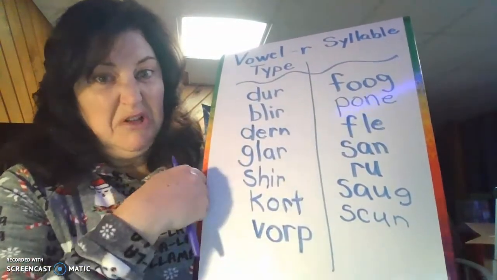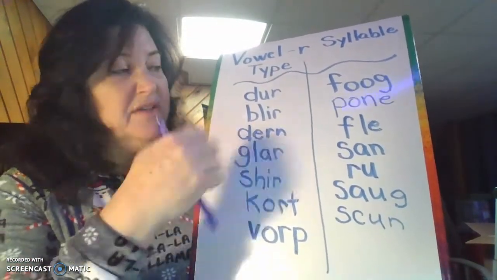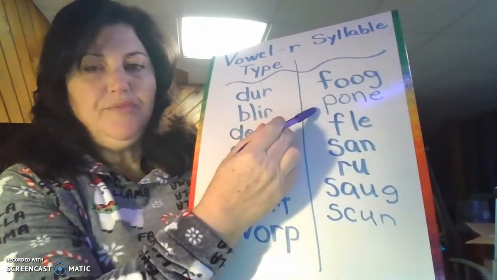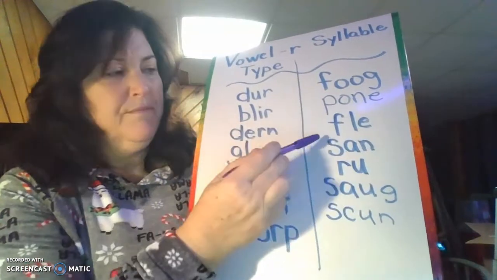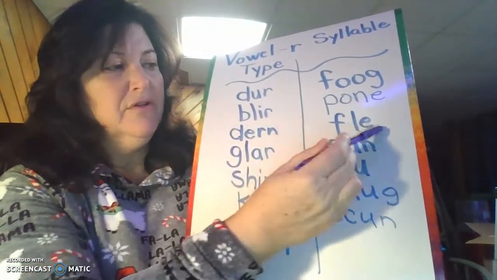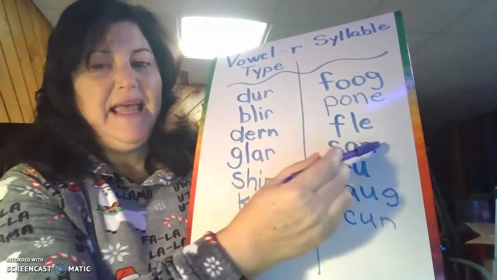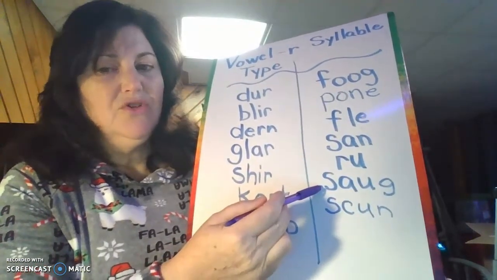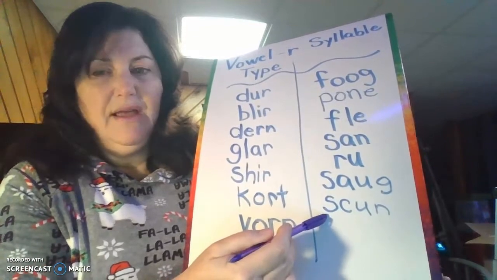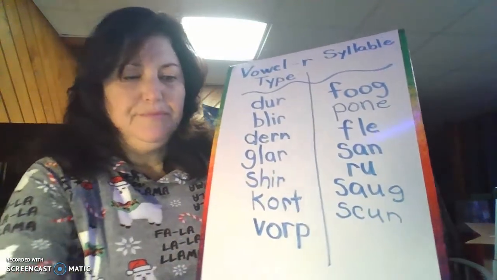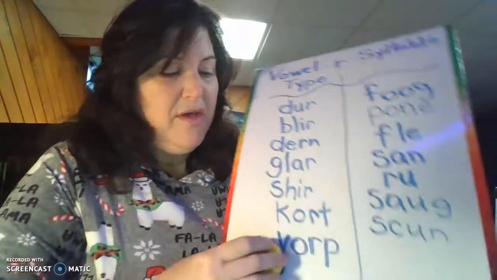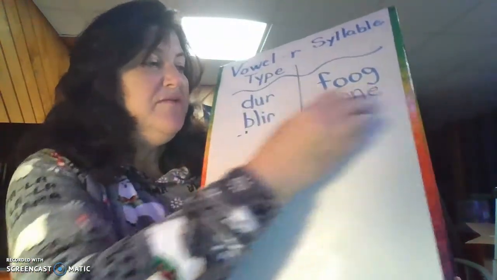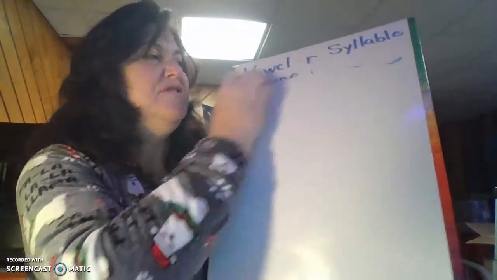Before we close, let's go over all the other examples that we made. We've got a fug, pone, full, san, rue, sog, and scun. Okay, so remember, friends, your job is to read, and look for those different syllable types.